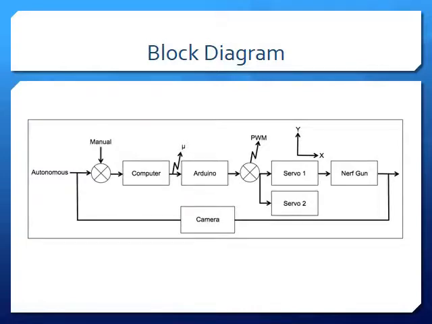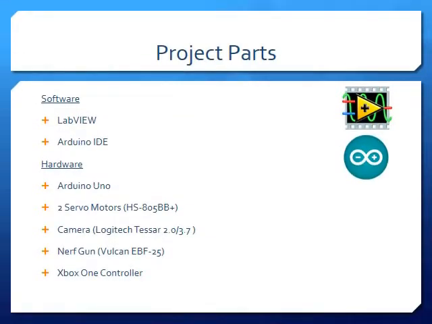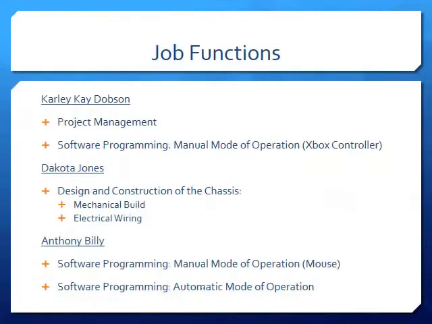If the autonomous mode is selected, the process changes from an open loop to a closed loop system. The autonomous mode is the same as the manual mode, with the exception of the camera acting as a feedback sensor to the closed loop system. The software used to control the system was LabVIEW and Arduino IDE. The hardware used for this project was Arduino Uno, two servo motors, a camera, a Nerf gun, and an Xbox One controller. Here are the job functions for each team member.